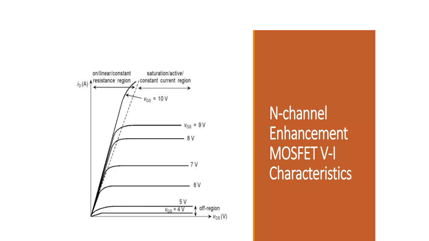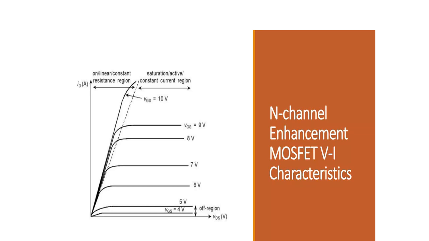Note here, ID slightly increases with the VDS. It is not exactly a horizontal line. In case of the JFET, we would have seen it like that. So this is called channel length modulation. There is a phenomenon called channel length modulation, for which instead of these lines going straight, it goes somewhat like this, somewhat increasing. This is due to the effect of channel length modulation.